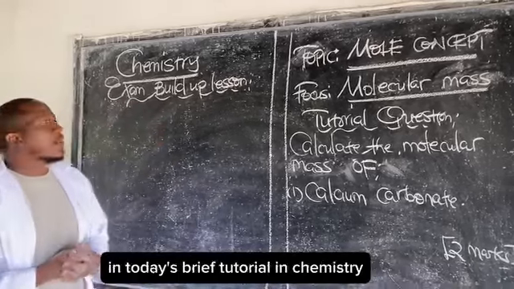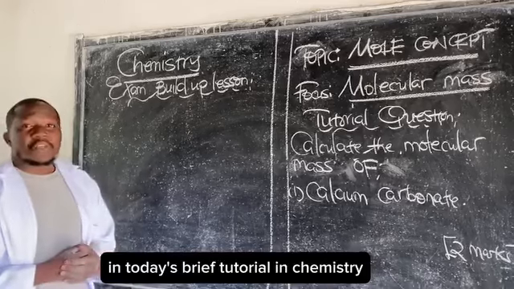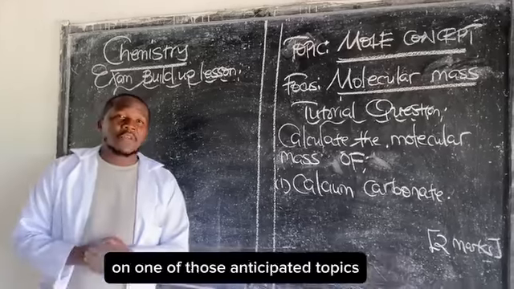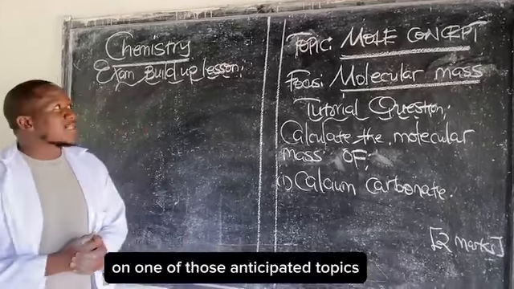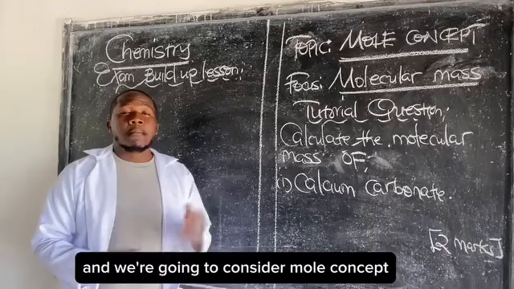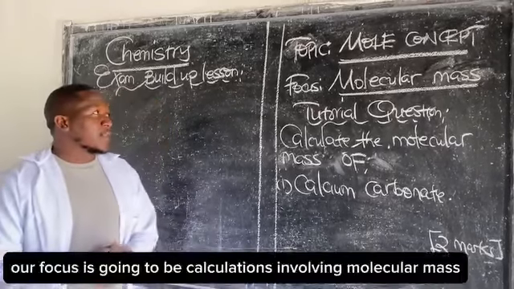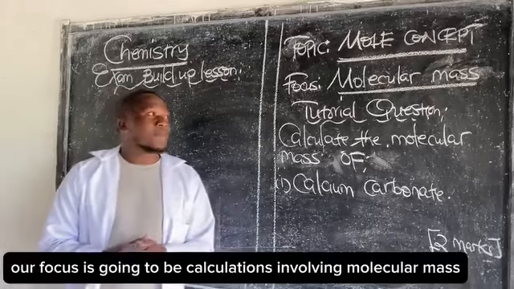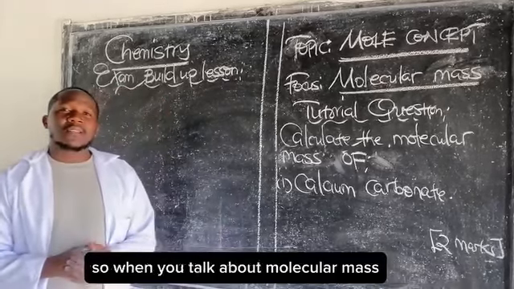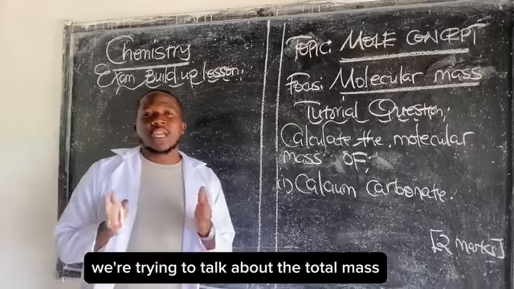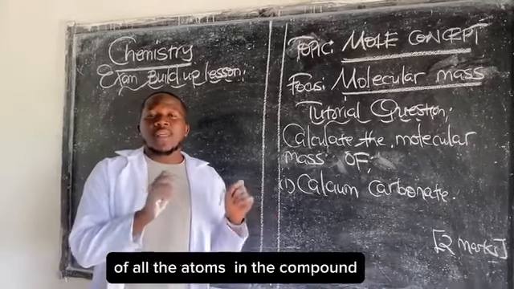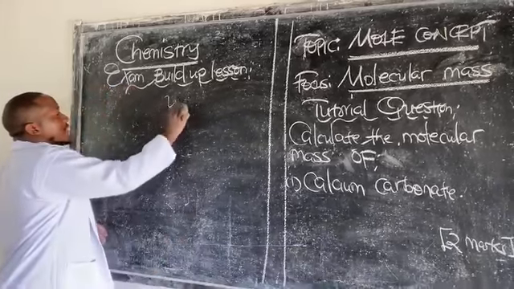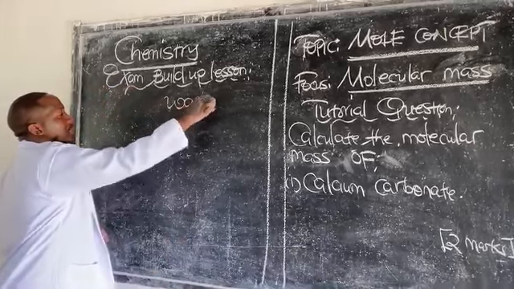In today's brief tutorial in chemistry, we're going to create an exam build-up lesson on one of those anticipated topics, and we're going to consider more concepts. Our focus is going to be calculations involving molecular mass. When you talk about molecular mass, we're talking about the total mass of all the atoms in the compound. Giving an example, let's say we have water.